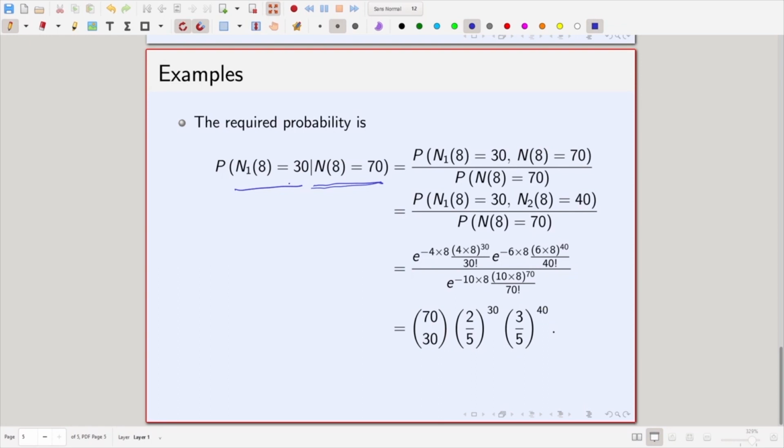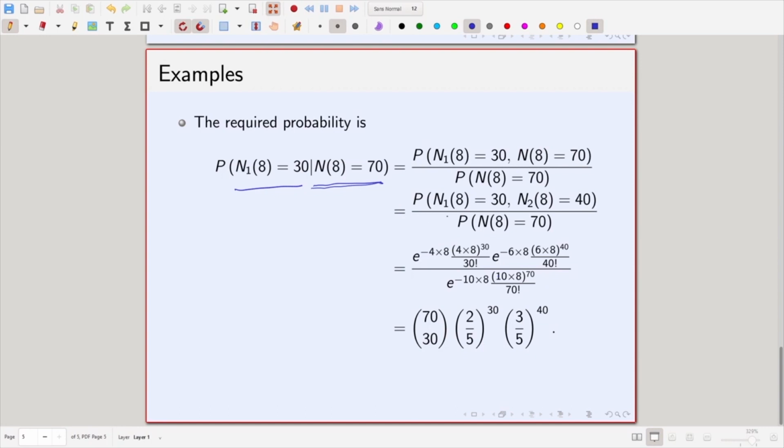Now, for conditional probability, we write down the formula. It is the probability that N18 equals 30 intersection N8 equals 70, divided by the probability that N8 equals 70. If N18 equals 30 and N8 equals 70, then that is simply N18 equals 30 and N28 equals 40, right? Because if there were 70 customers and 30 were female, then obviously 40 were non-female.